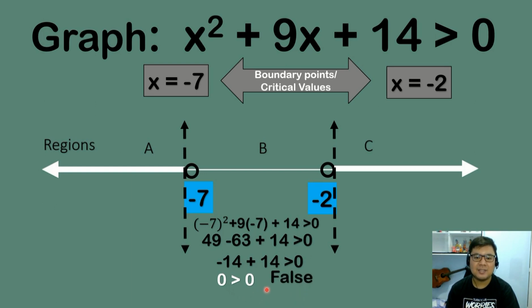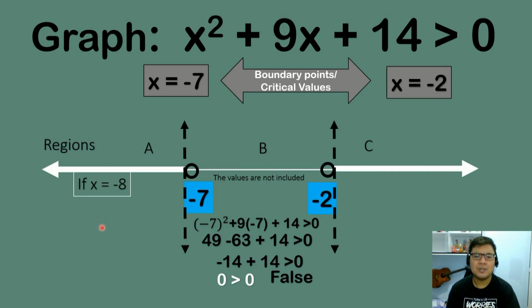It does not satisfy the given condition. So 0 is not greater than 0. Instead, 0 is equal to 0. So if it is false, therefore, these values are not included. Ibig sabihin, yung mga value na nasa gitna, kasama yung negative 7, negative 6, negative 5, negative 4, negative 3, hanggang negative 2 ay hindi kasama sa ating solution set. So ano yung magiging mga solution set natin?